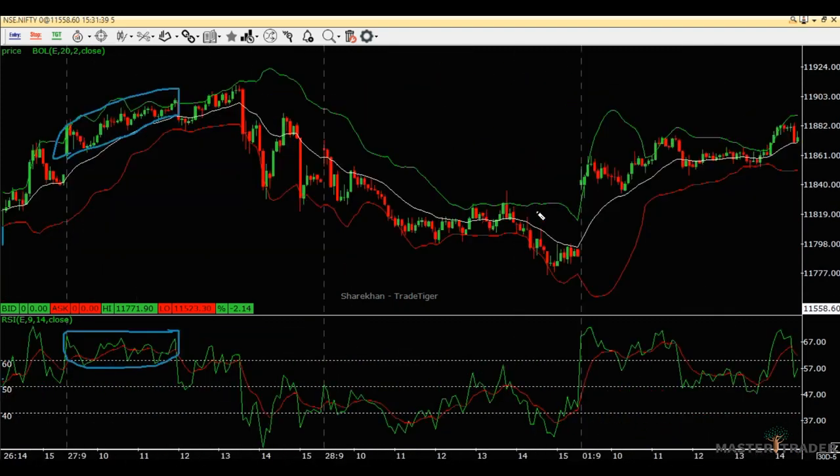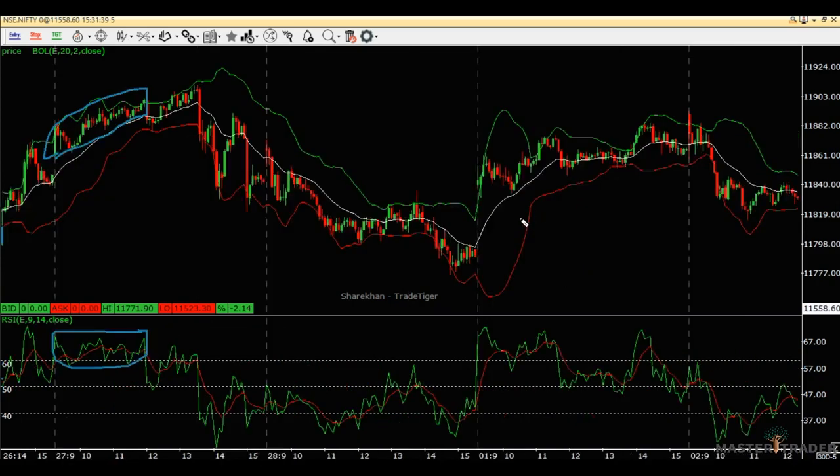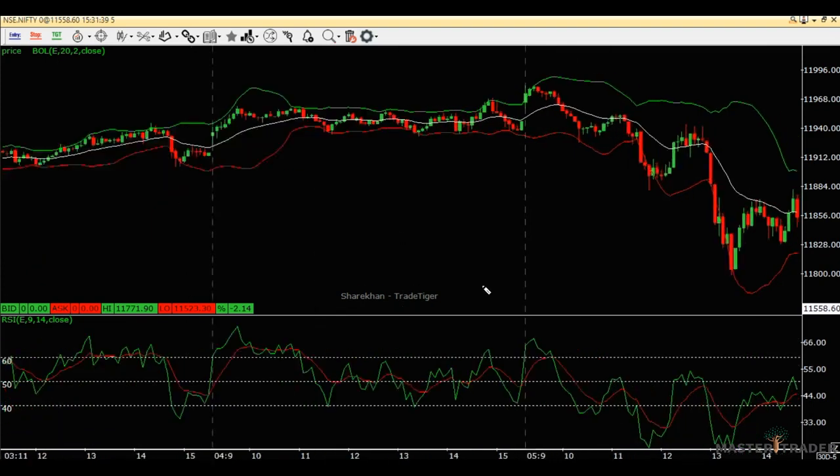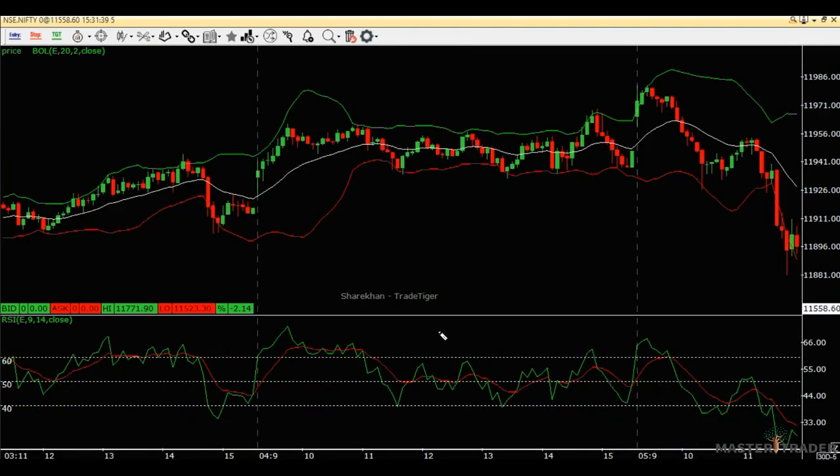Now let me show you an example where, yeah, right here. Okay, you can see for majority of the day, RSI was just between 60 and 40. Now this indicates a range bound day, right? If RSI is trading between 60 and 40, that means that day is a range bound day, right? So we can trade the range.